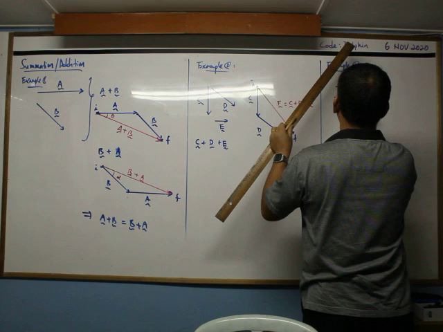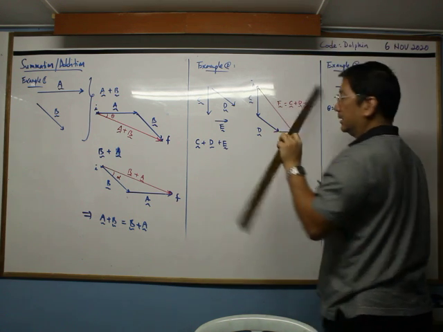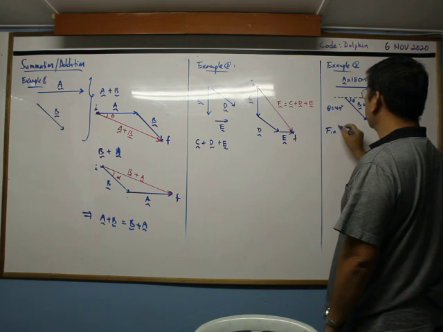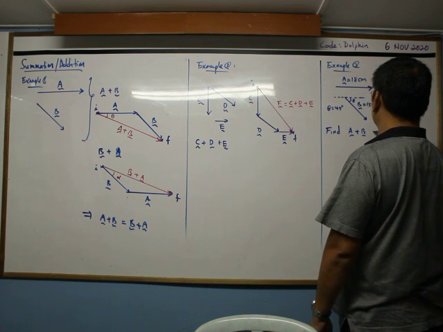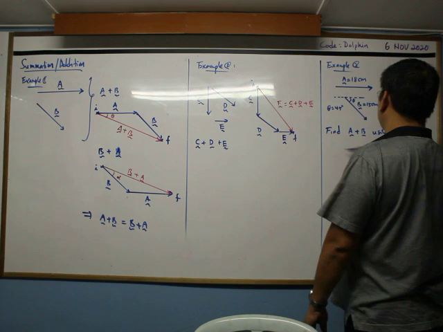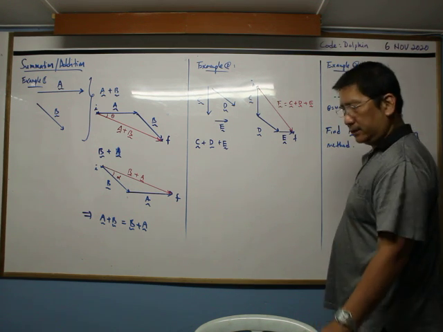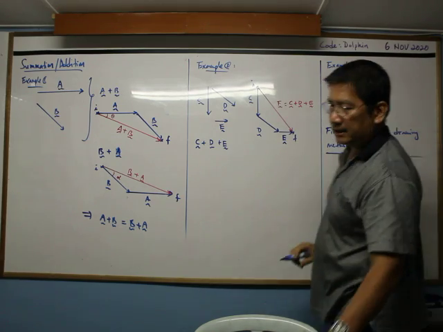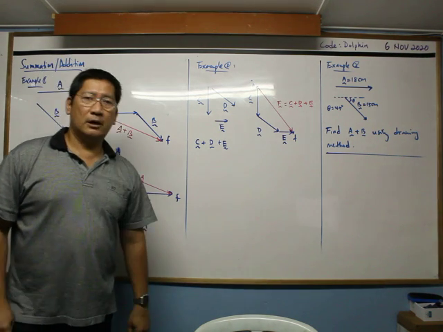This one is theta, and your theta is 45 degrees. The question is, find A plus B using the drawing method. So that is your example number 3. After that we come back again.